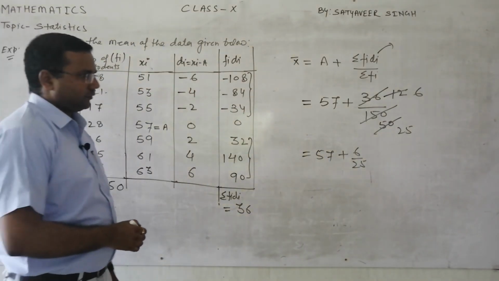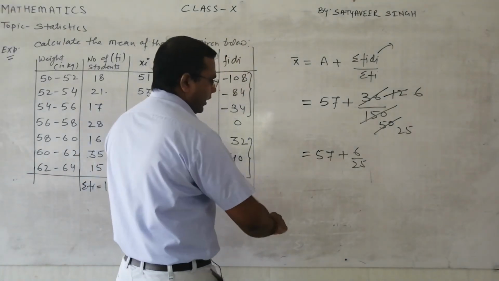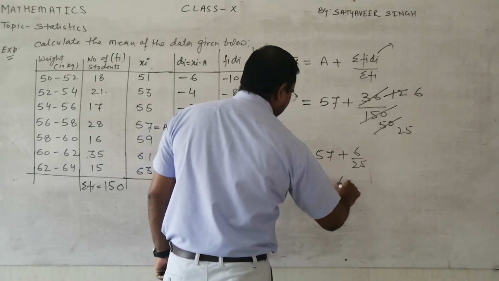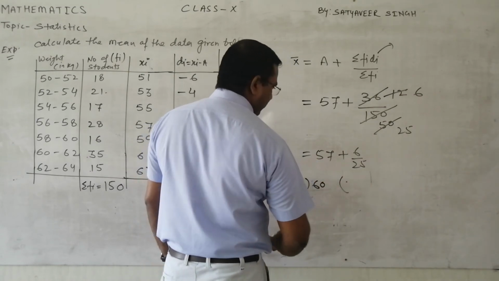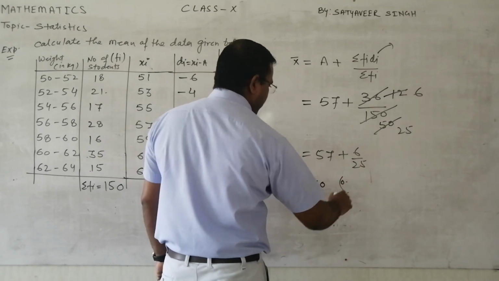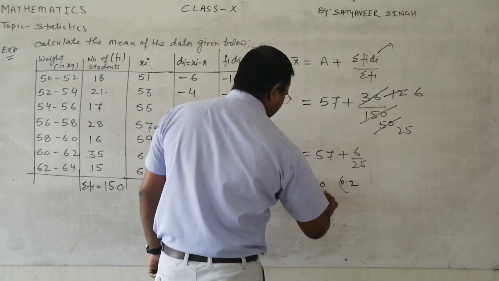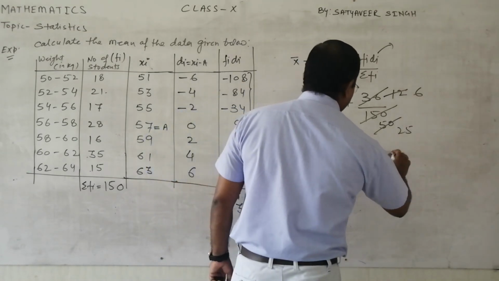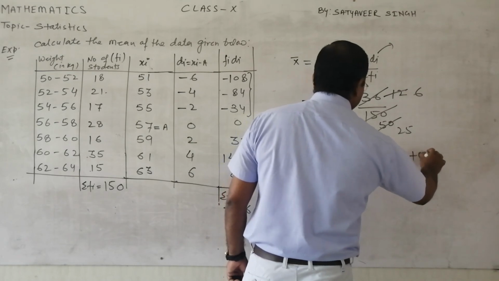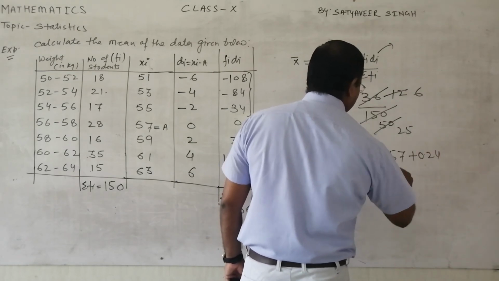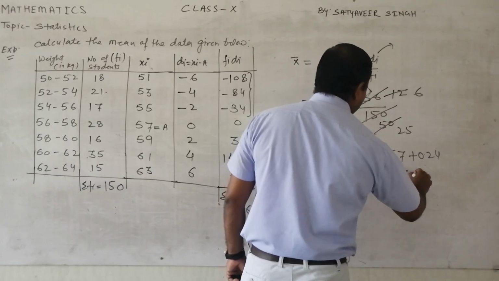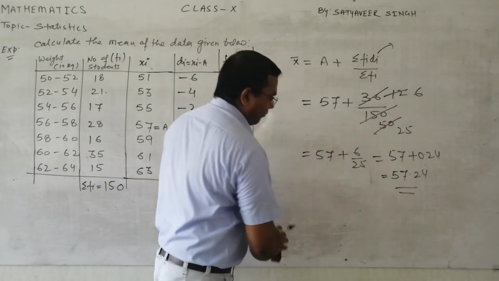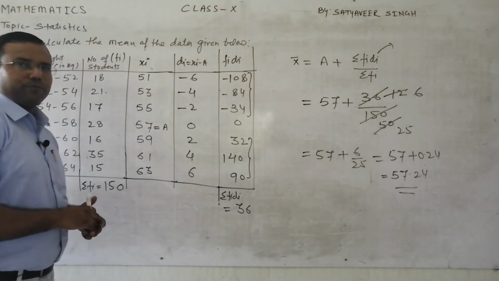You can divide 6 by 25 further. Use the decimal, put the 0, and then you can write 2 25s are 50, then you got 10, decimal is already there, 4. So in this way you can write 57 plus 0.24. So we got the result 57.24. We can say this is the mean of the data using the assumed mean.